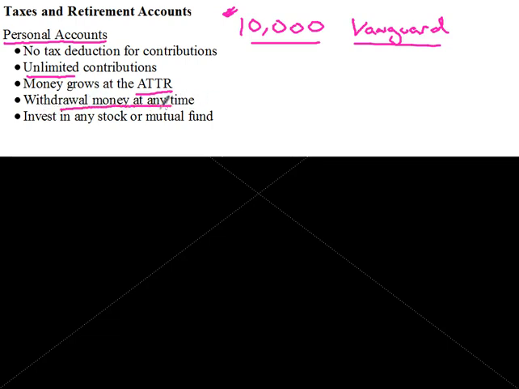And when you withdraw the money, you can take it out anytime you want. And again, you would say, well, no kidding, it's my money. Of course I can take it out anytime I want. And that is true for personal accounts. And you can invest that money in any stock or mutual fund that you want to. We chose the Vanguard S&P 500, but you could put that in any mutual fund or any stock if it's a personal account. There are no limitations on this.